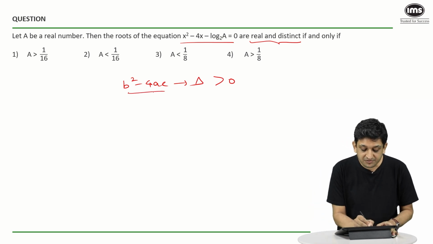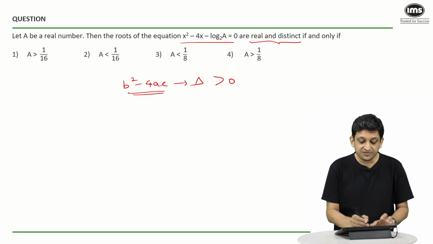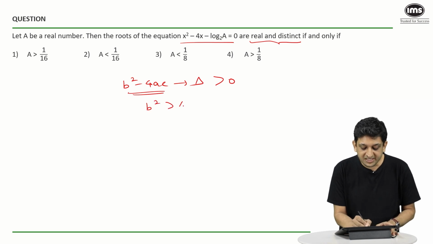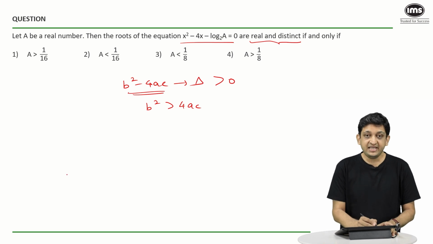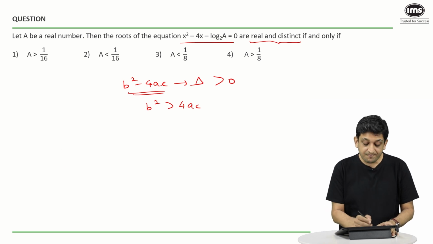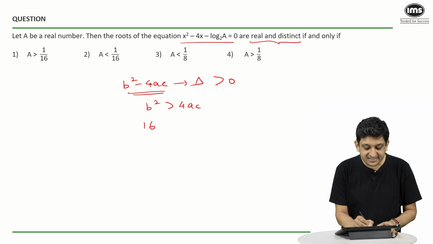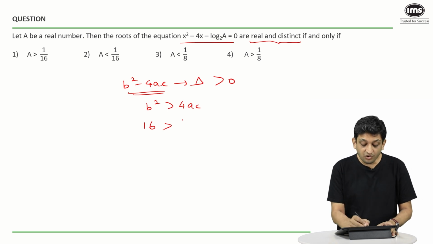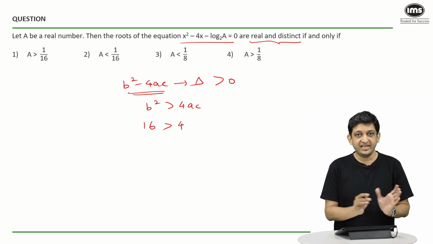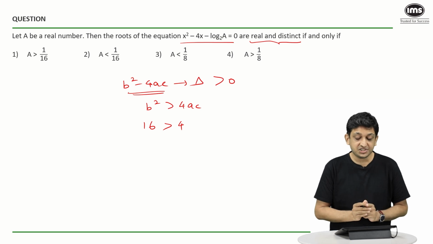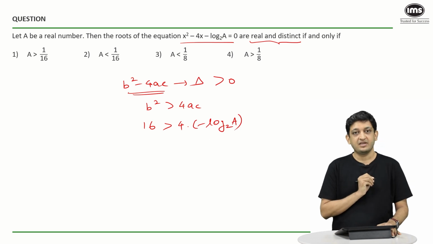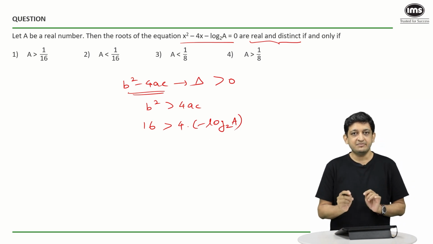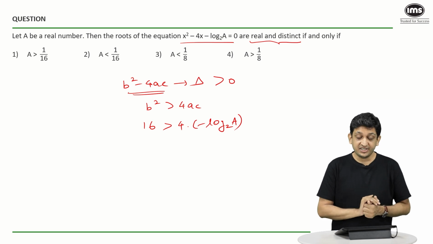So let's see what happens when you try to make b square minus 4ac greater than 0 or b square greater than 4ac. So what we do in this case is b is equal to minus 4 in this case. So minus 4 square, that is 16, should be greater than 4 times a times c. Now a is 1 in this case, coefficient of x square. So 4 into 1 into minus log of a to the base 2. And this is basically where a lot of people make a mistake. So you can write it as it is for the time being.